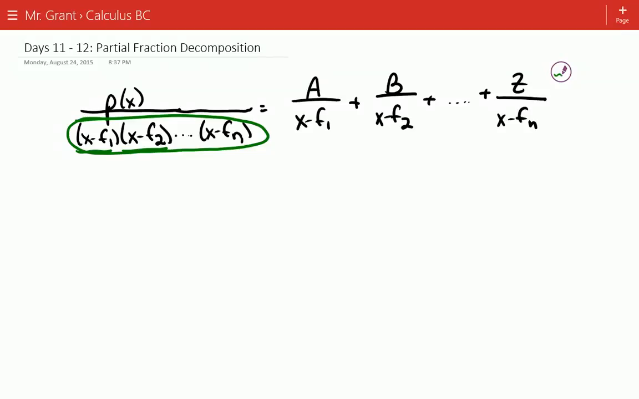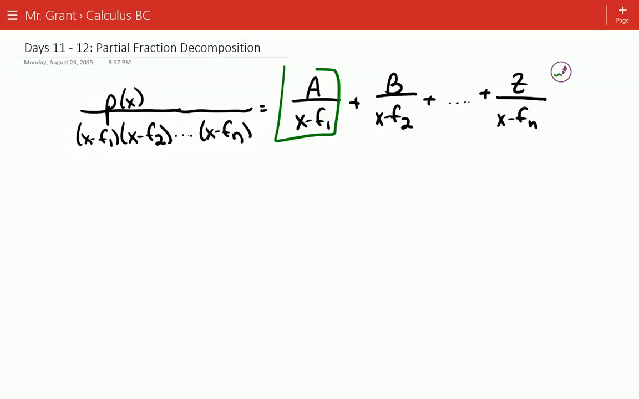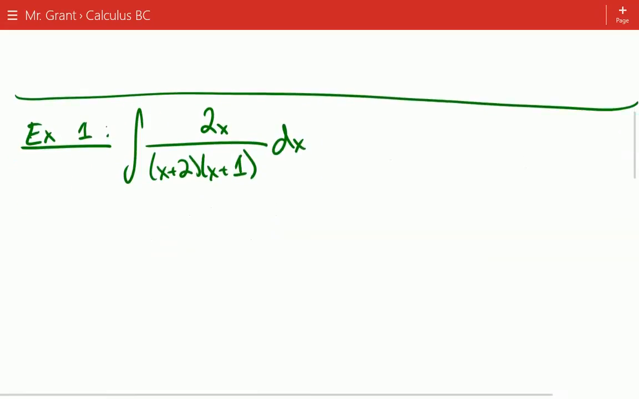It factors super easily, and everything I've seen on past AP tests really just brings it down to 2 factors. X minus something, x plus something, x plus something else. It doesn't matter. But either way, partial fraction decomposition tells us that this nice big giant fraction right here will break down into some constant over the first factor, plus another constant over the second factor, plus as far down as you want to go. I ended with z, but you could go an infinite number of times down there. So, how does this apply? Let's take a look.